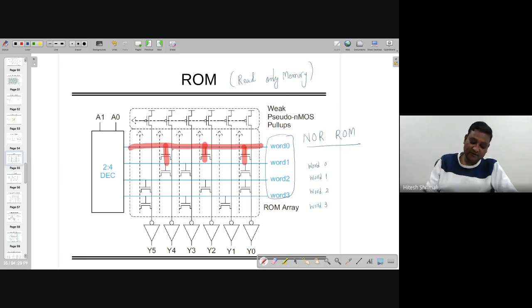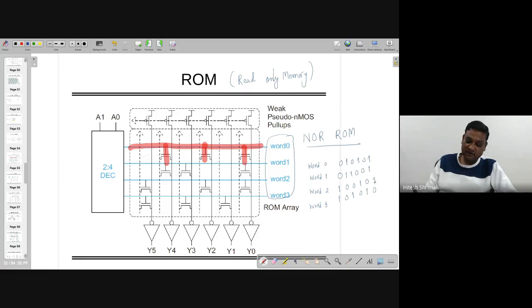I can see that it's associated with 0 1 0 1 0 1, right? 0 1 0 1 0 1, right? So that is the word which is available over here, because these are the transistors shorting with that. Looking at word 1, it's 0 1 1 0 0 1. If you're looking at word 2, it's 1 0 0 1 0 1. And for word 3, it's going to be 1 0 1 0 1 0, right?